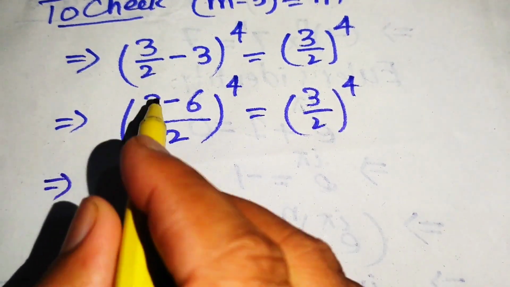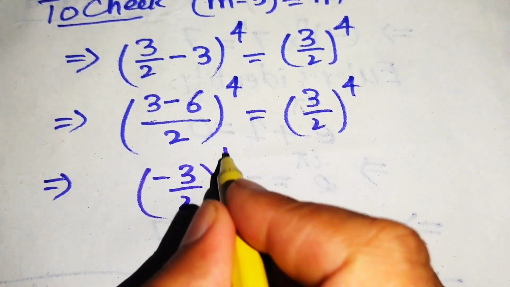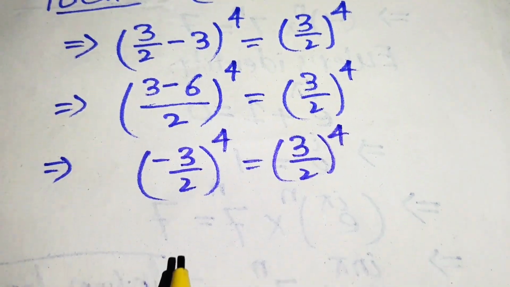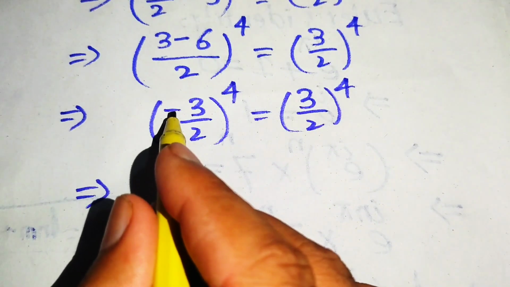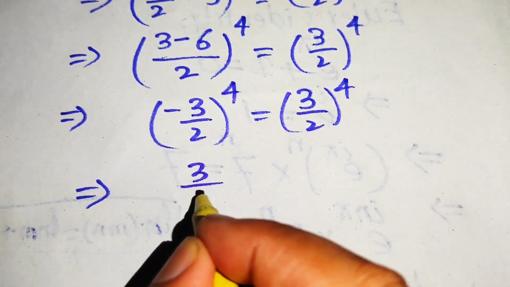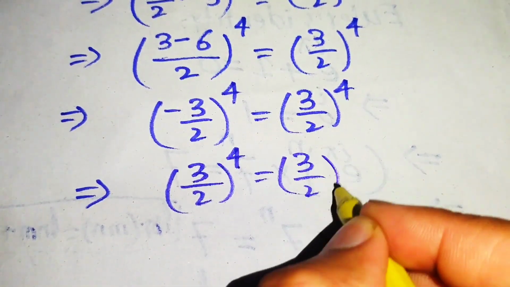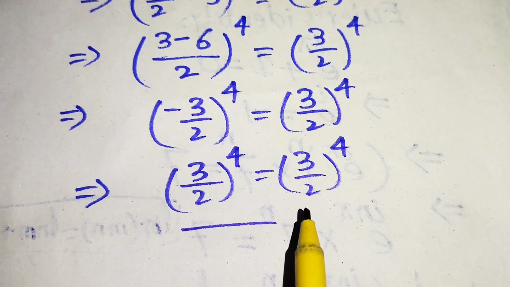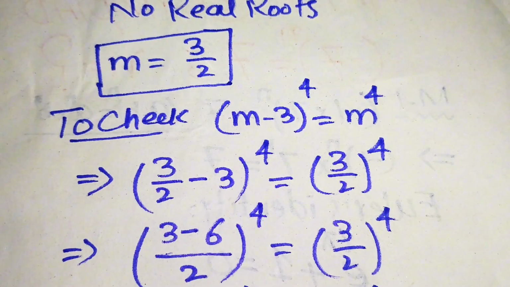So this implies that 3 minus 6 over 2 equals minus 3 by 2 and its whole power 4 equals 3 over 2 and its whole power 4. If the exponent of a negative number is an even number, it becomes positive. So we write it as 3 over 2 and its whole power 4 equals 3 over 2 and its whole power 4. You clearly see that the left hand side equals the right hand side. It means that m equals 3 over 2 satisfies our given question statement, and this is the final answer.